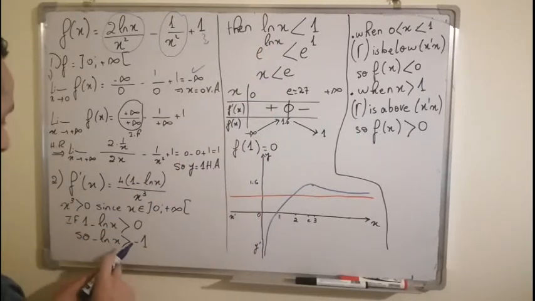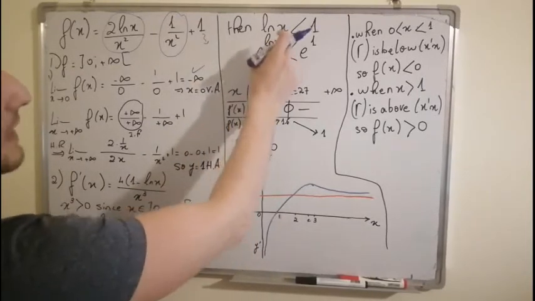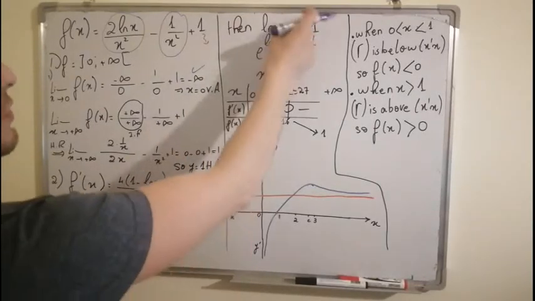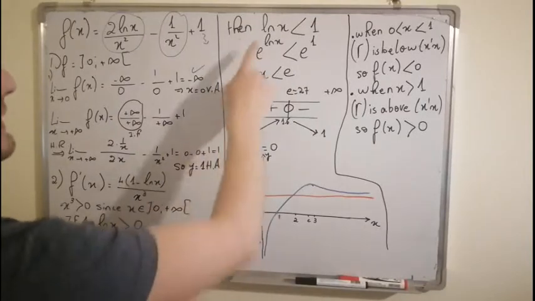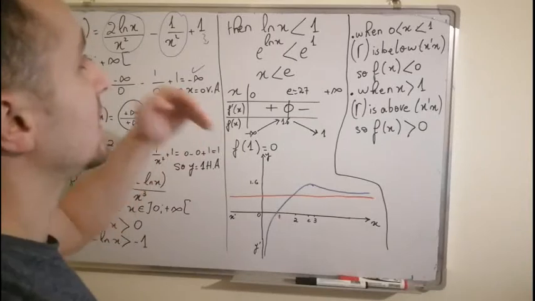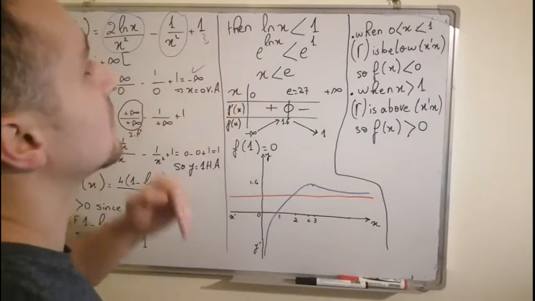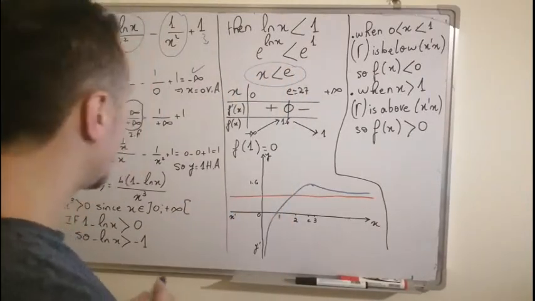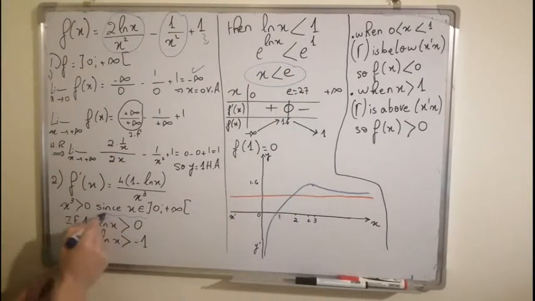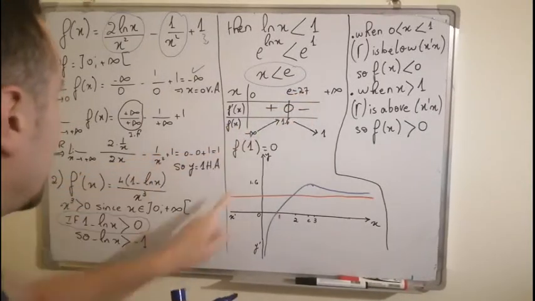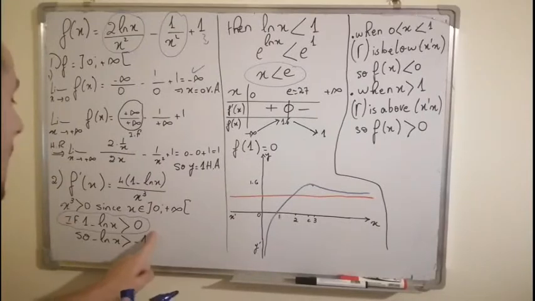So from this step to this step we have to multiply by a negative sign, then the order changes. We obtain ln x smaller than 1, and we apply the exponential: e to the power ln x smaller than e to the power 1, so we obtain x smaller than e. Remark that when x is smaller than e, the expression 1 minus ln x is positive.